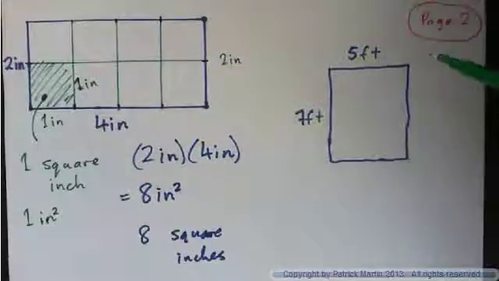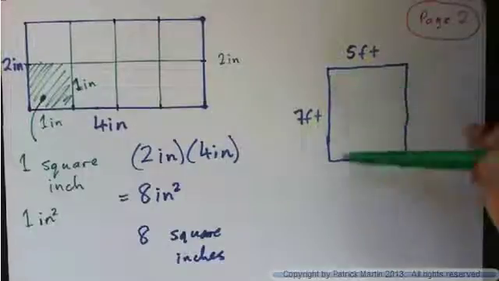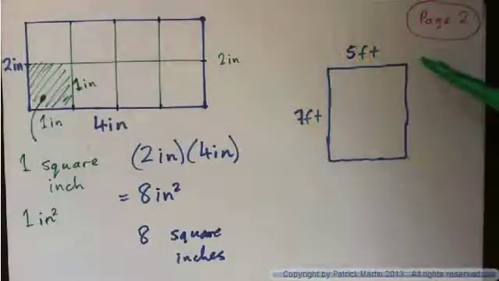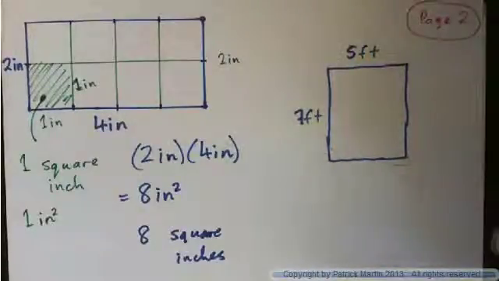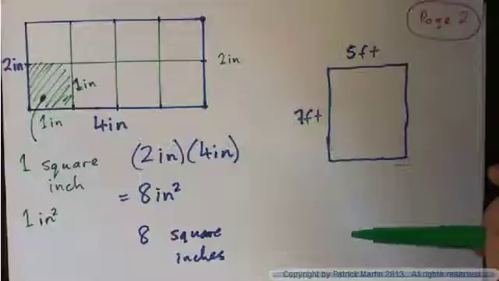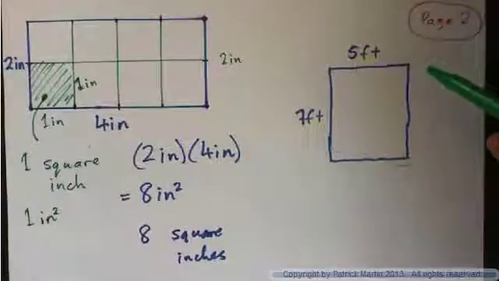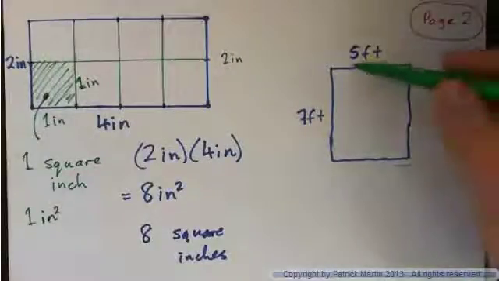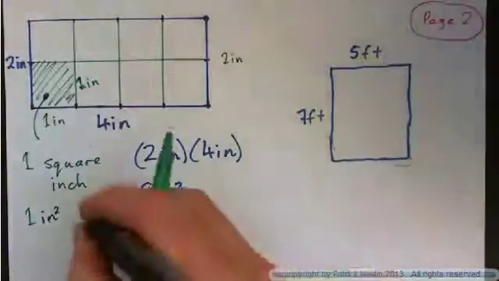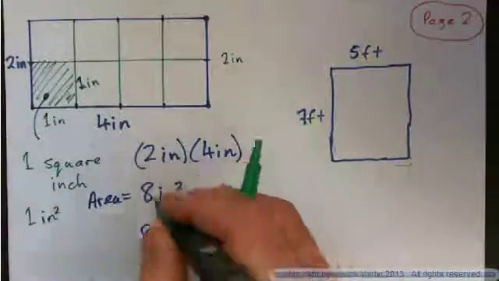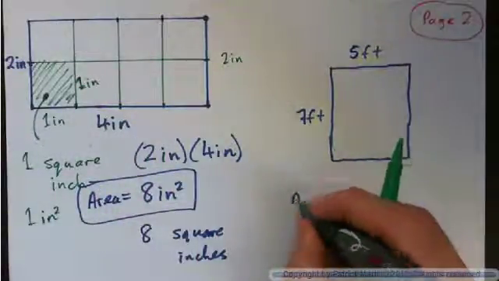If you had a porch or something that happened to be 7 feet by 5 feet, what would the area of this be? It could be a porch, or part of a wall, or a garage door, something like that. But this rectangle here is 7 feet by 5 feet. What's the area? Sorry, I should have written that the area of the last one was 8 square inches. Okay, what's the area of this guy?